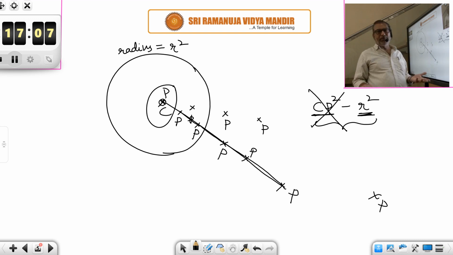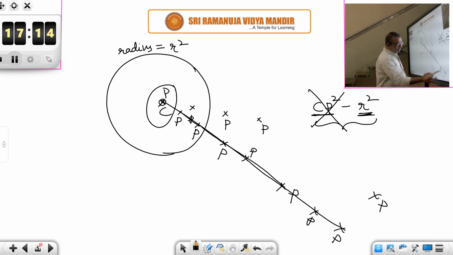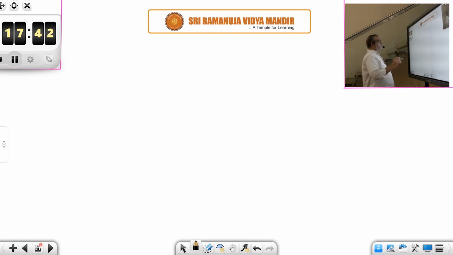Then, what is the maximum power with respect to a circle? There is no maximum limit, because P can be taken farther and farther away from the circle, is it not? So that Cp will be increasing up to infinity. Cp's value you can take up to infinity. So there is no maximum power for a point with respect to a circle. It can go up to infinity by taking the point P farther and farther away from the circle. Okay, right. Let us see the next page.